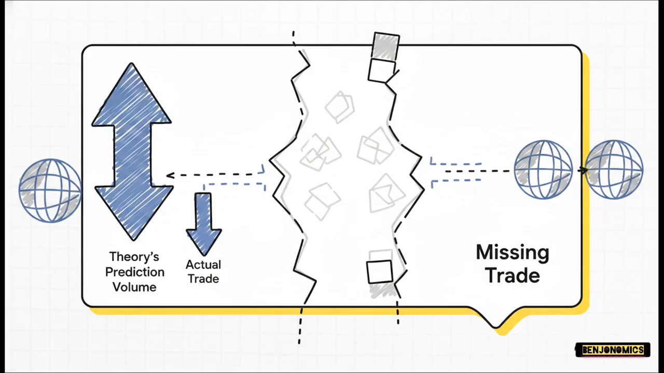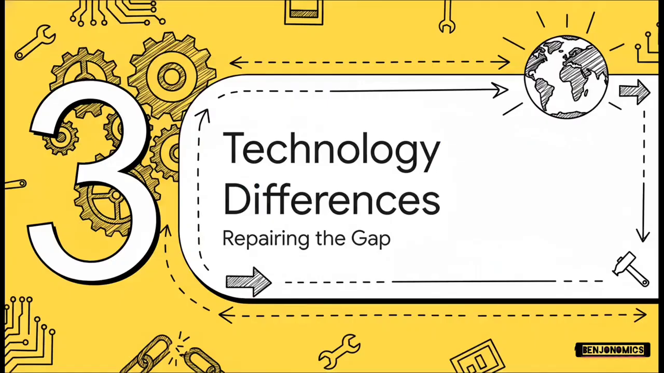And he wasn't exaggerating. There was a massive, completely unexplainable gap between what the theory predicted and global reality. The actual volume of trade flowing between nations was literally an order of magnitude smaller than what the national endowments said it should be. The trade was just missing. So, how do we fix it? Let's move to section 3, fix 1, technology differences, and repairing the productivity gap.